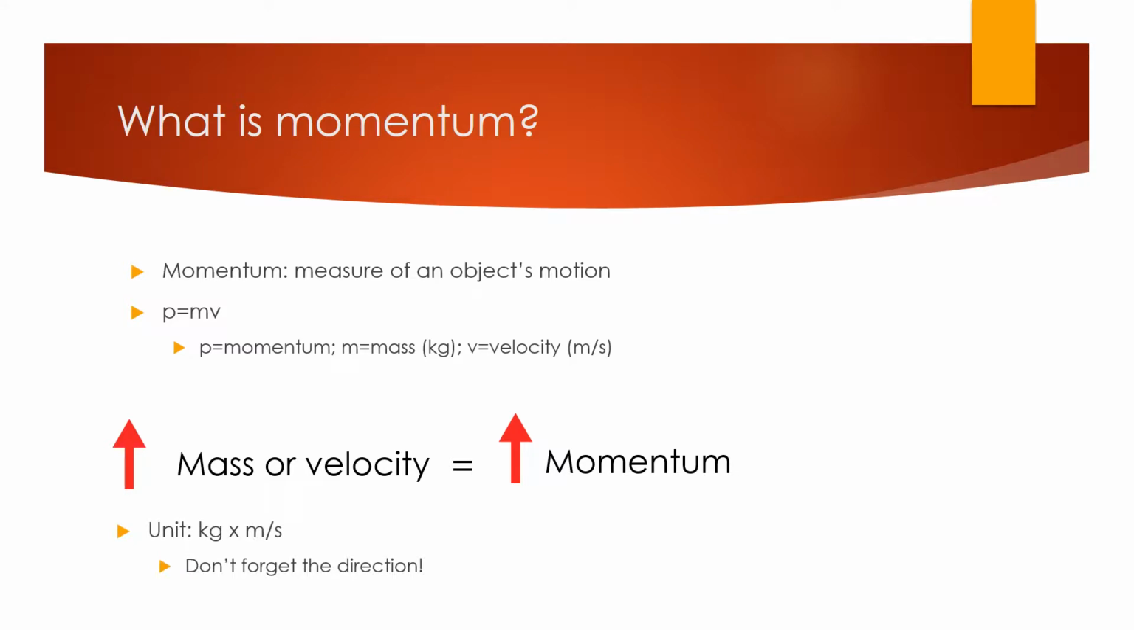Since momentum is a product of a scalar quantity, mass, and a vector quantity, velocity, momentum has a magnitude and direction. So when you're writing your answer out for momentum, do not forget to add the direction in which momentum is moving. Let us try a very simple sample problem.